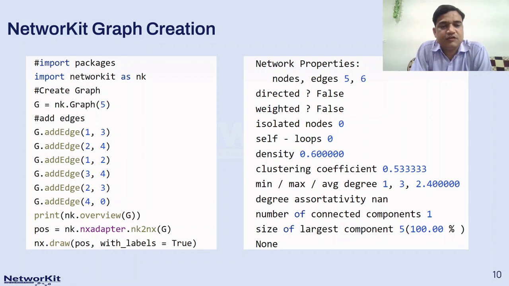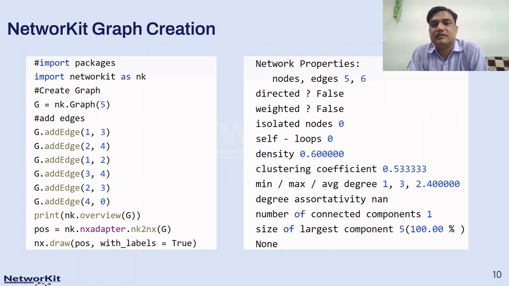Then we call the overview function. The overview function will give all the properties of the graph that we have created. On the right side you can see the network properties of the graph we have created.